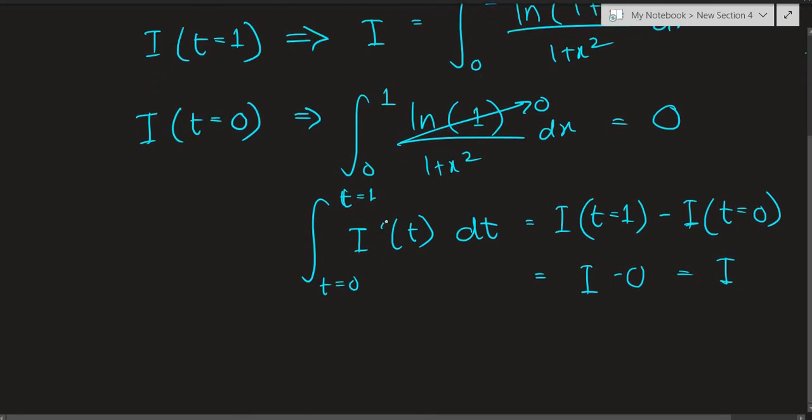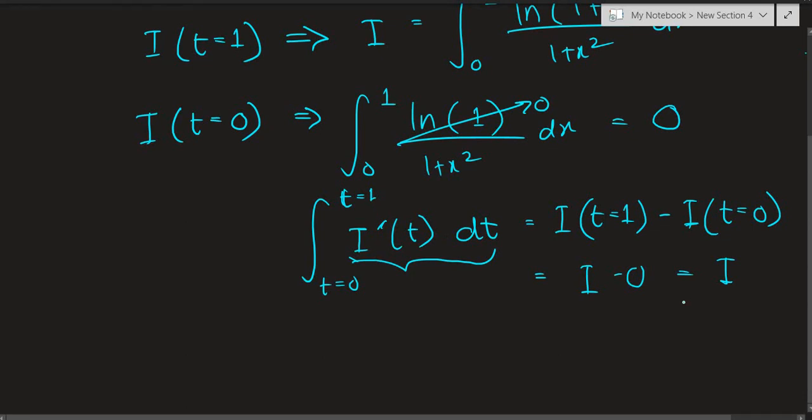And we know I prime of t, right? We just calculated this in our previous section, after performing our partial fraction decomposition, we got a simplified expression of I prime of t. So we just need to integrate that now with respect to t from t equals 0 to t equals 1.